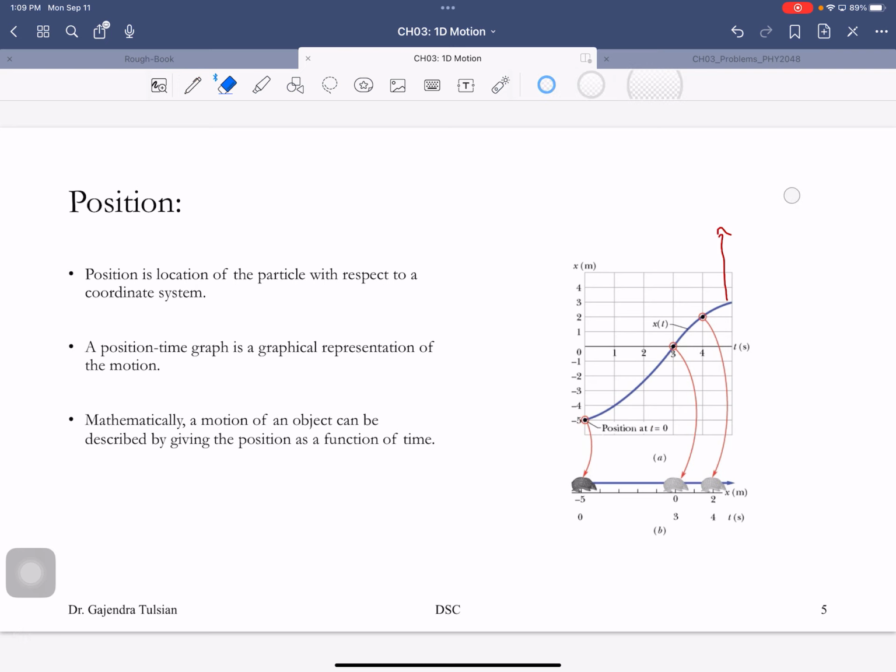This is essentially giving you x as a function of time. And then you saw that given that, you can calculate all kinds of things that you're interested in. So the position is the location of the particle with respect to a coordinate system. A position versus time graph is a graphical representation of the motion. That's a graphical representation of this position as a function of time.